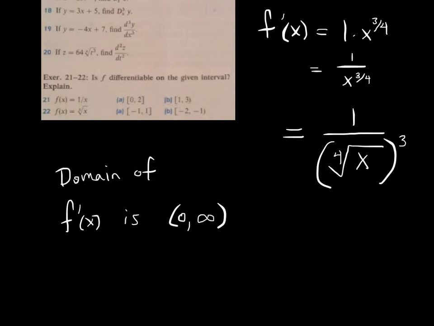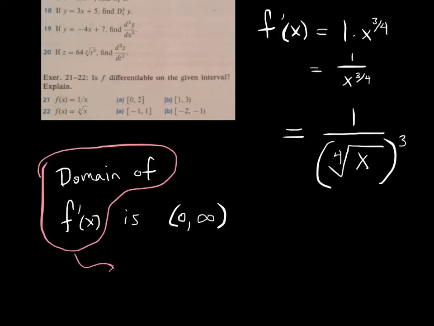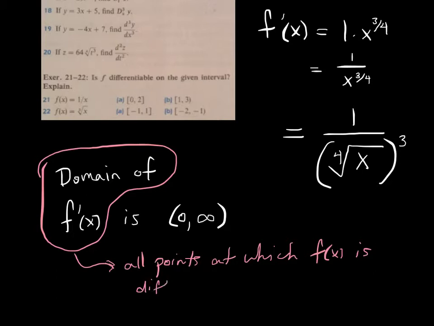I'll mention that the domain of f prime of x could also be called all points at which f of x is differentiable, differentiable meaning has a slope of a tangent line. So there we go. There's the domain of f prime of x.